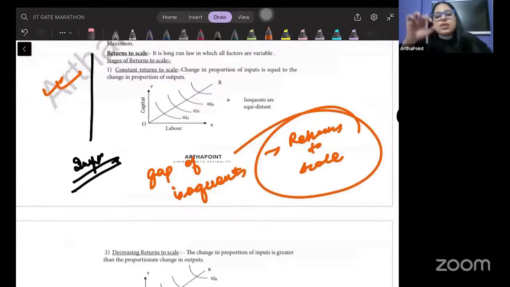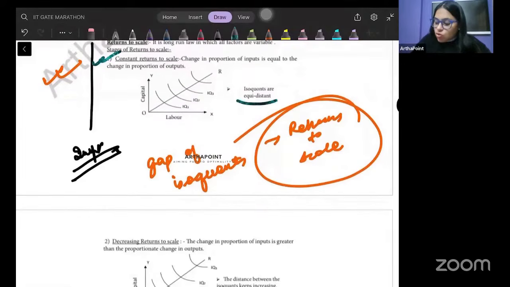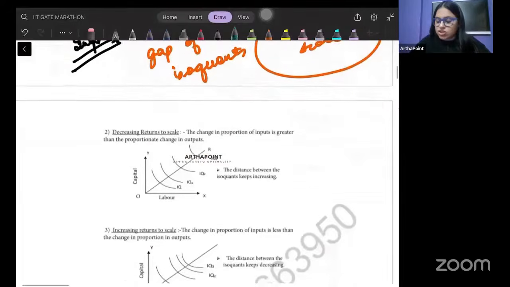They will ask you, suppose this is an increasing returns to scale function. They will give something like that, suppose it is increasing returns to scale, then the isoquants will be equigap, less gap, more gap, something like that. A question like that will come. So this is important, that if it is a constant returns to scale function, your isoquants are equidistant. Please mark this important in your sheets.